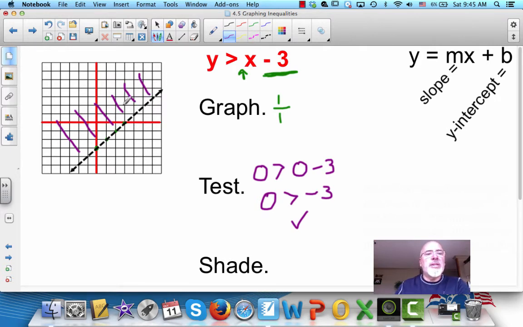So our solution is all the points that are on this side of the line, and it does not include the points that are on the line.